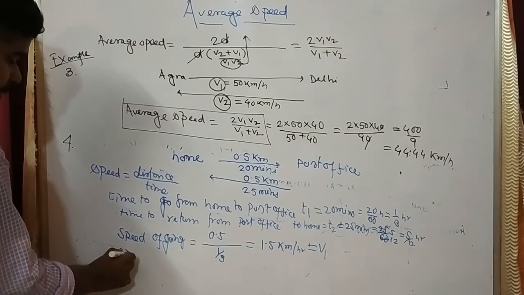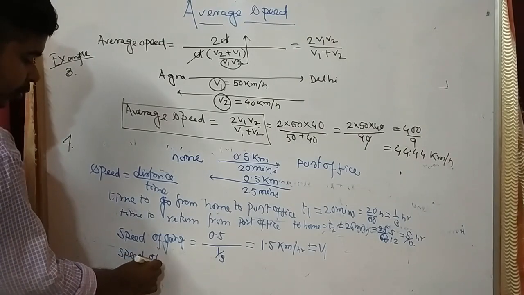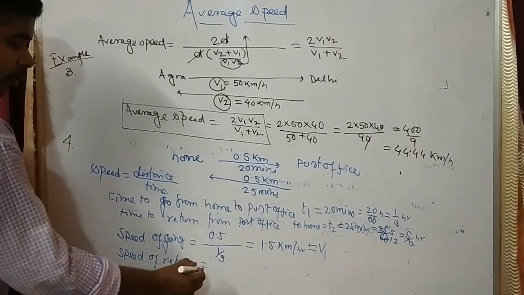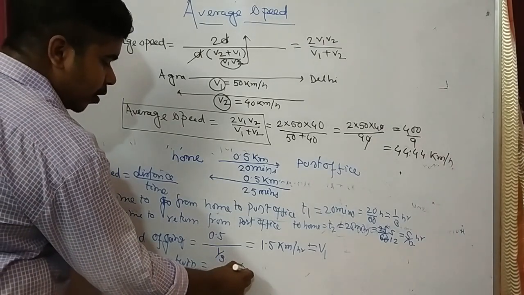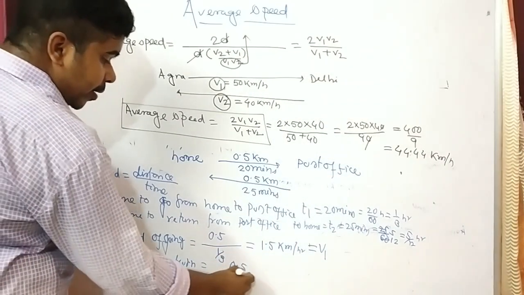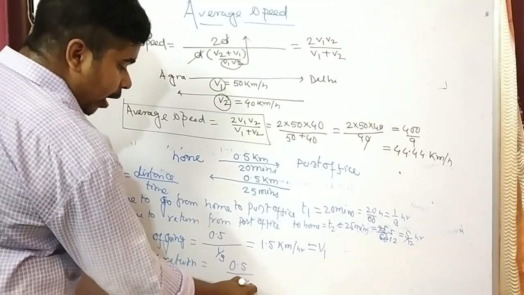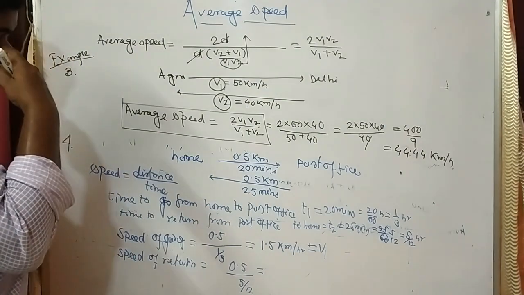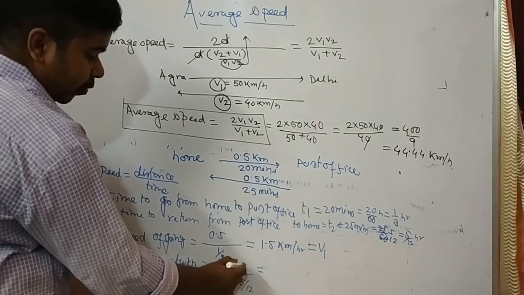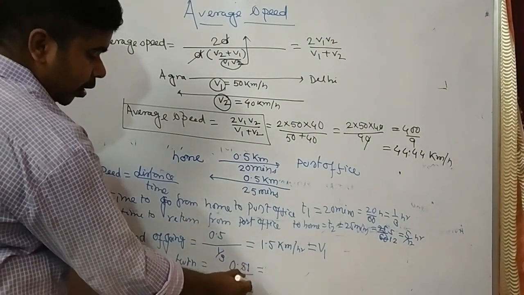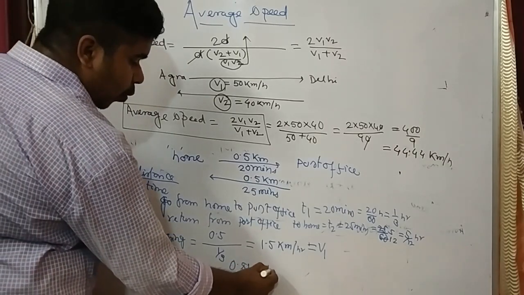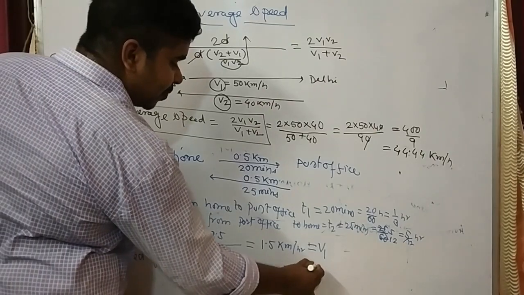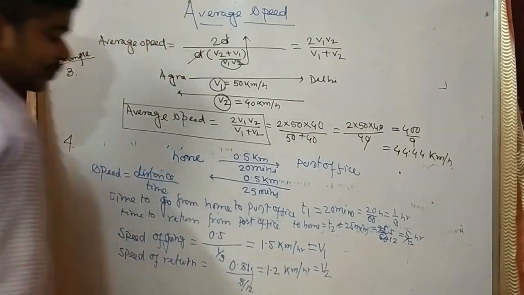Now we have to write the speed of return. In case of return, we have come by the same path, that is 0.5, and the time is 5 by 12 hours. So 5 will be cancelled out, that will be 0.1, and 12 will come in here, so it is 1.2 kilometer per hour, and that is your V2.